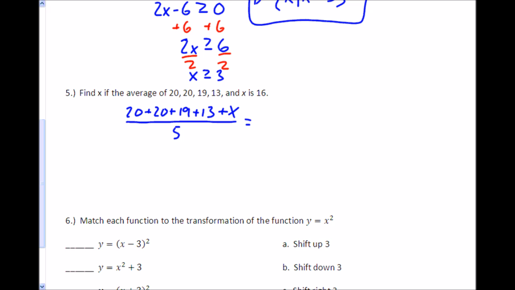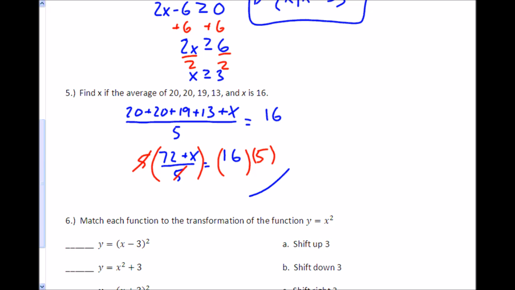And it's telling me that the average is 16. So I set this equal to 16. And now I just have to simplify this thing. So I'm going to add the like terms up in the numerator. And that's going to give me a 72 plus x all over 5. And now I could approach this a couple ways. I could cross multiply or just multiply each side by 5. I'm going to multiply each side by 5 to get rid of the fraction. Whatever I do to one side, I have to do to the other side. Over here, the 5's cancel. Let me rewrite this. That's 72 plus x equals 80, because it's 16 times the 5.